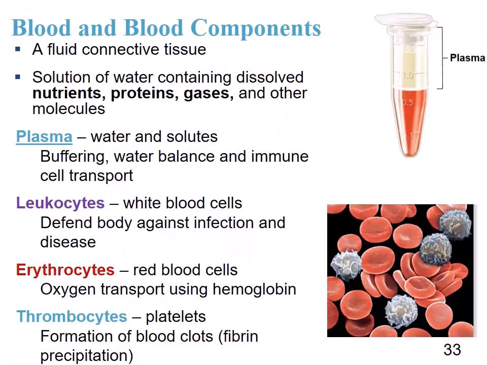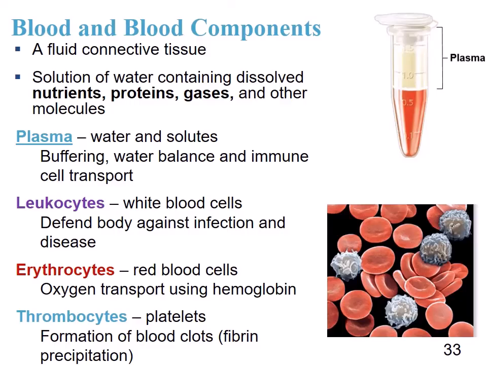So that brings us to the components of blood. Blood is actually a fluid connective tissue. Those of you who've taken anatomy know that there's a whole bunch of different kinds of connective tissues, but blood is a type of connective tissue, even though people tend to think like bone, tendon when they think connective tissue. Blood contains nutrients and proteins and gases and blood cells as well. So plasma is the liquid portion of the blood that contains water and solutes. Plasma plays a role in buffering and transport of the cells and also water balance.